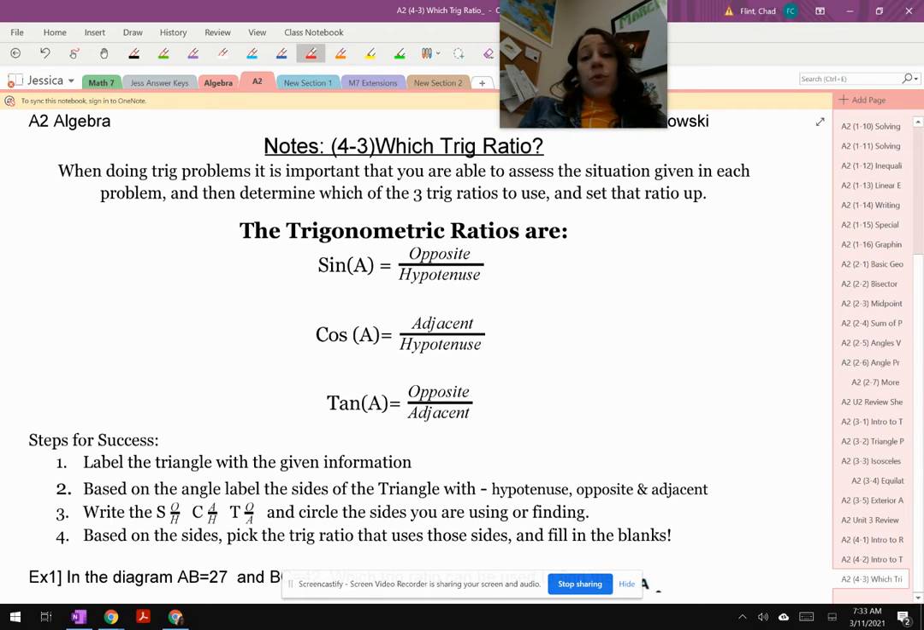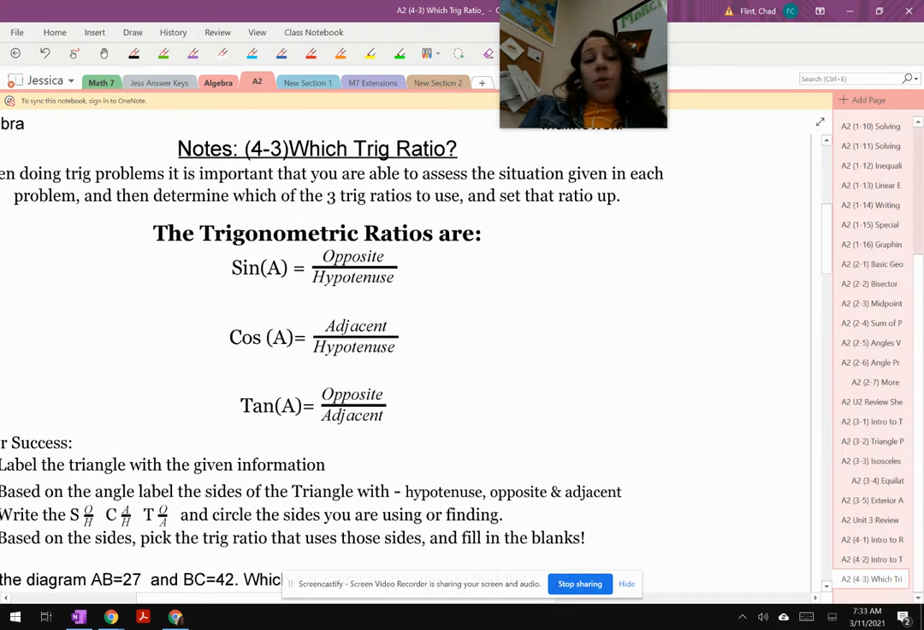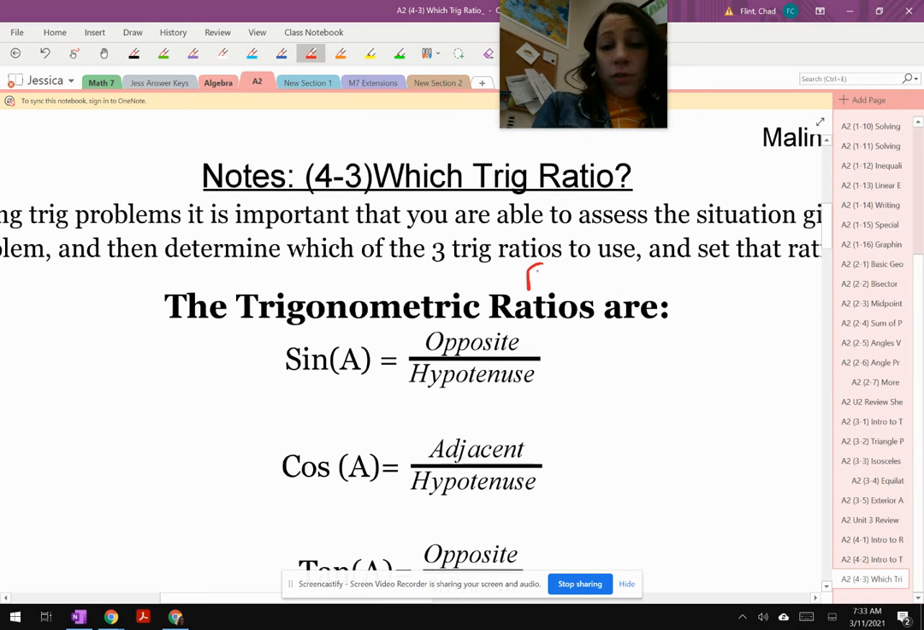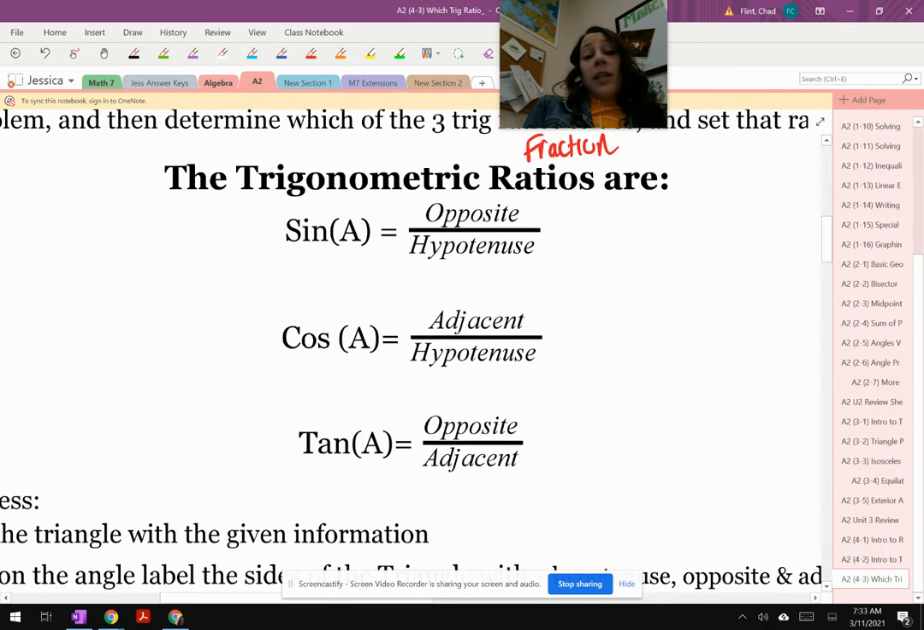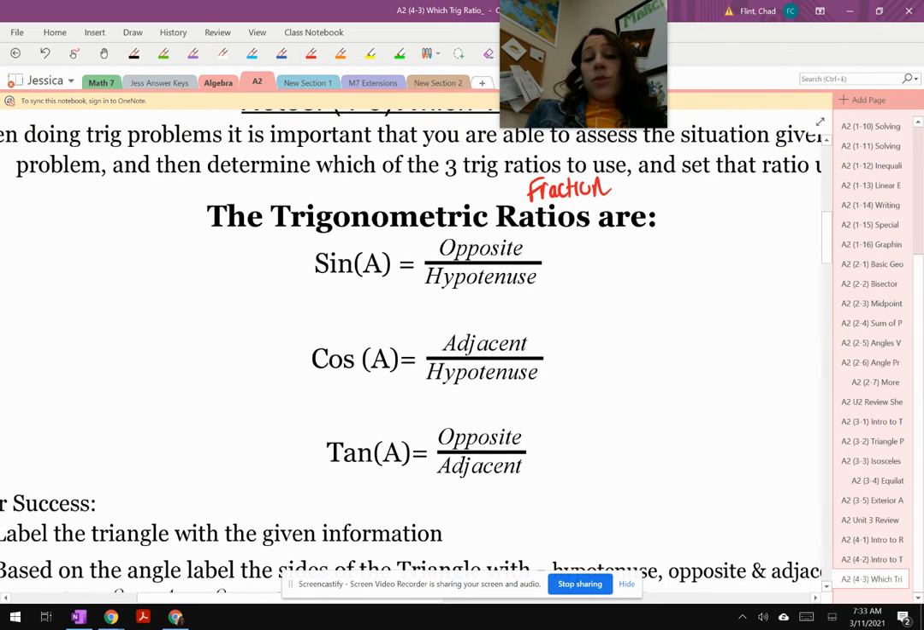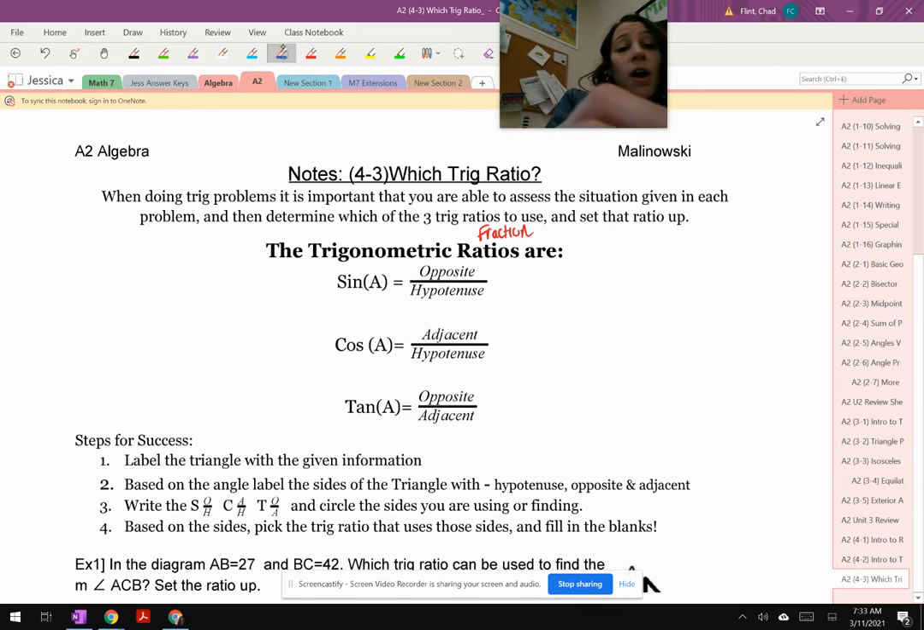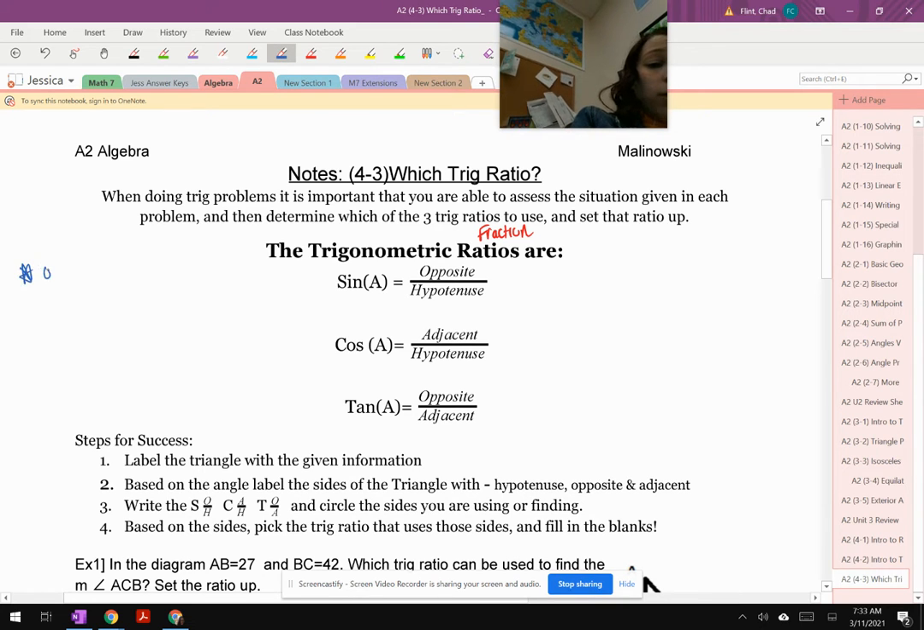So reminder, the three trig ratios are sine, cosine, and tangent. And those, remember, a ratio, again, just a fraction. Just remind yourself that a ratio is simply just a fraction. And sine is opposite over hypotenuse, cosine is adjacent over hypotenuse, and tangent is opposite over adjacent, keeping in mind that those are all talking about the sides. Remember that trig only works for right triangles.